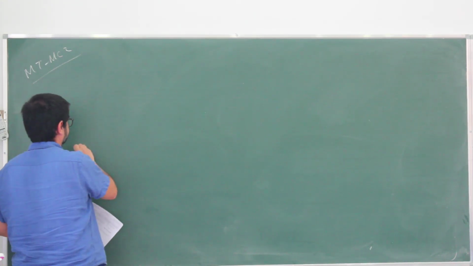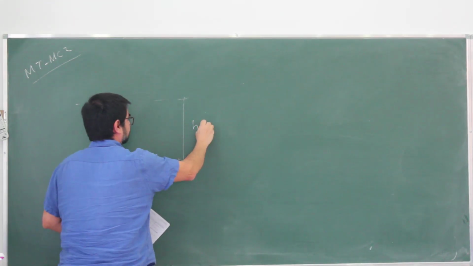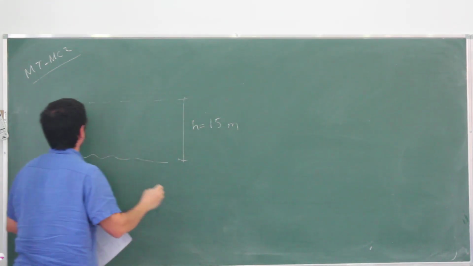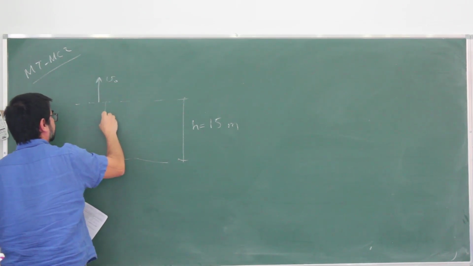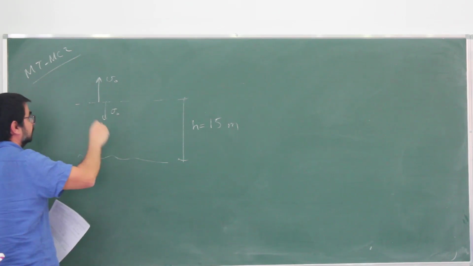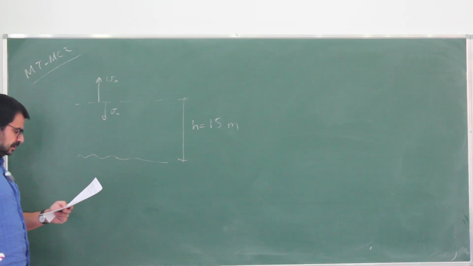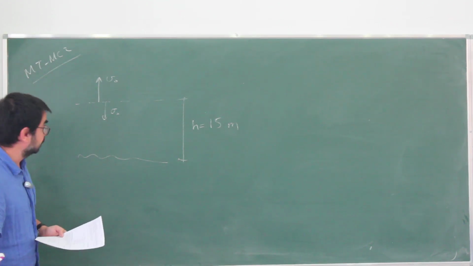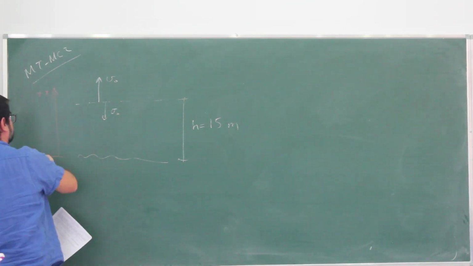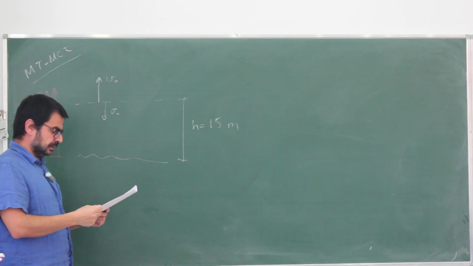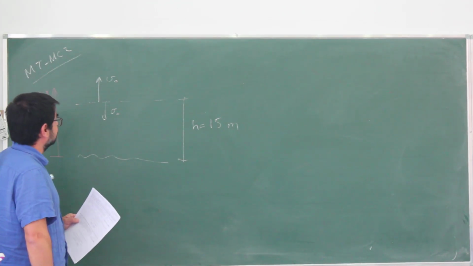So this is the ground. These guys are being thrown from some height of 15 meters, one with some v0 this way, and one with some v0 that way. The magnitudes are the same, but the directions are opposite. Now, there is no coordinate system given here, but I'm going to choose one. I think it's convenient to choose something very conventional: ground is 0, up is positive. And we want to calculate this v0.